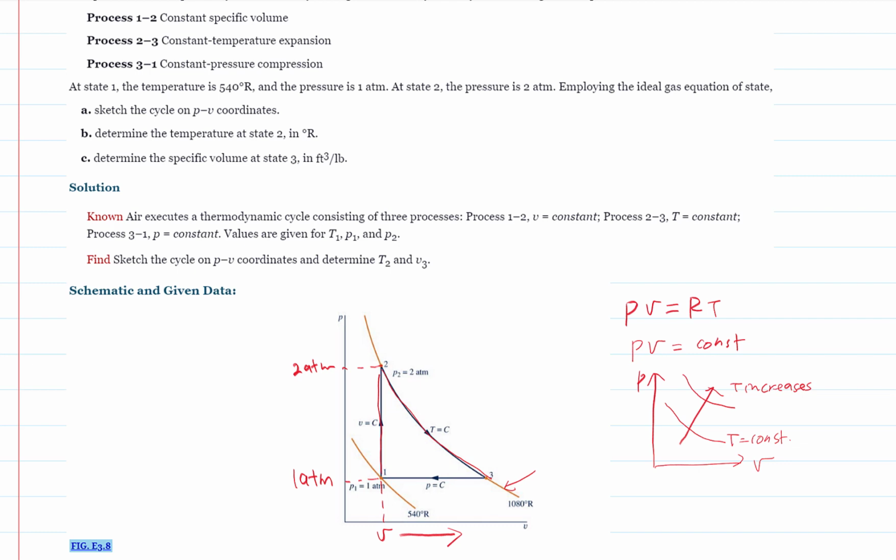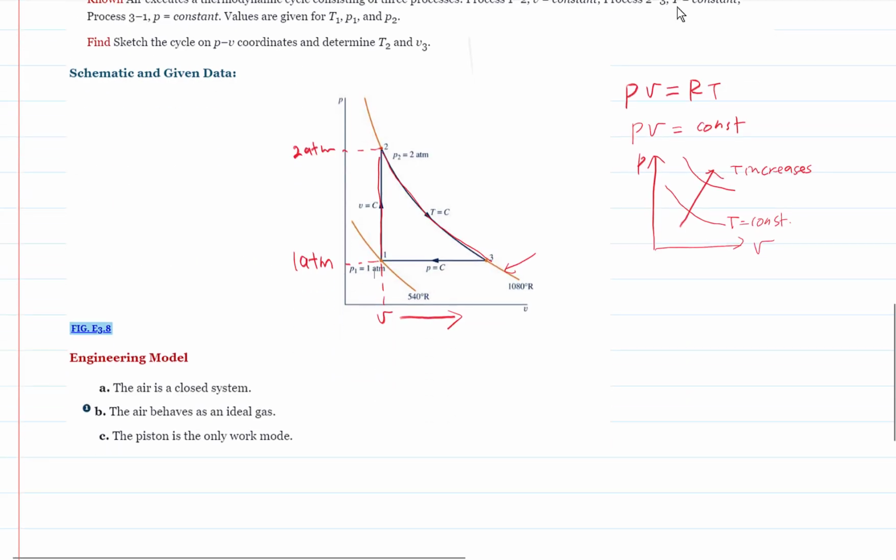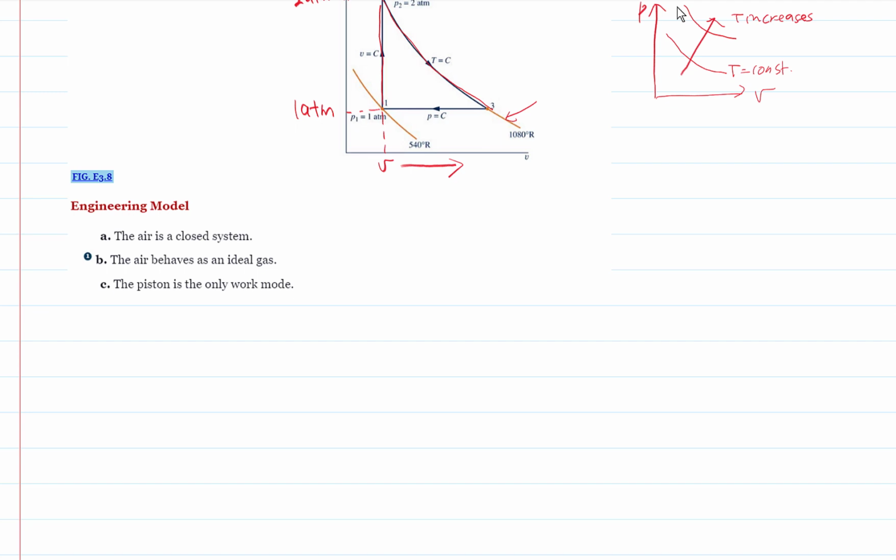And we are going to determine the temperature at state 2. And we are going to use the ideal gas model. Pressure times specific volume over temperature is constant. So we can write P1 v1 over T1 equals P2 v2 over T2. Since the specific volumes at state 1 and state 2 are equal, we can cancel out the specific volumes and solve it for T2.